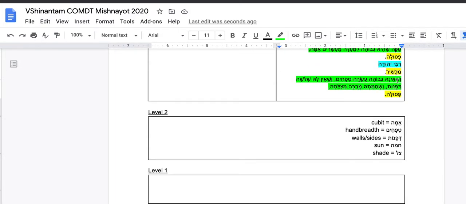Let's continue. V'she'ina gvoha 10 tfachim, and that is not 10 handbreadths tall, so if it's not 10 handbreadths tall, ושאין לה 3 דפנות, and that doesn't have 3 sides or walls, and ושחמתה מרובה מצילה, and the sun is more than its shade. If the sun that penetrates through the sukkah, through the schach, is more than the shade, then psula.